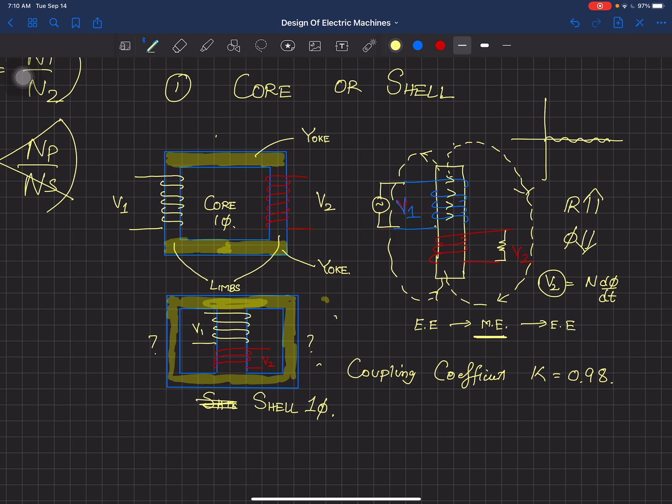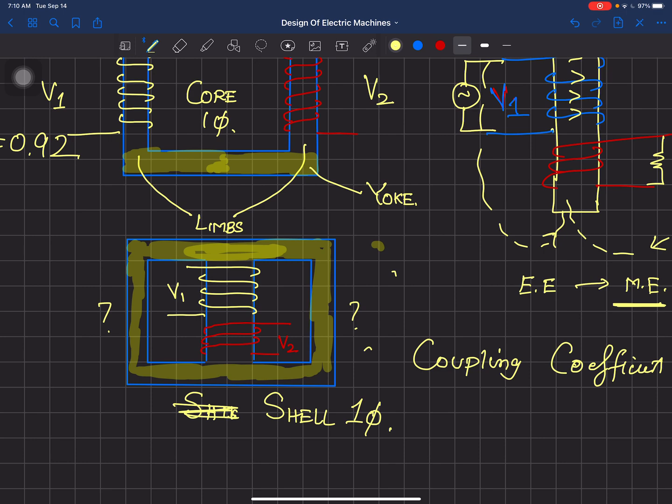So in a shell type transformer, this can be something like 0.98. I'm just assuming, I'm not giving you a value. This is not a value over here, I'm just giving you an example. And for a core type transformer, maybe this is something like 0.92 or 0.95. So in a shell type transformer, you have better coupling as compared to the core type.